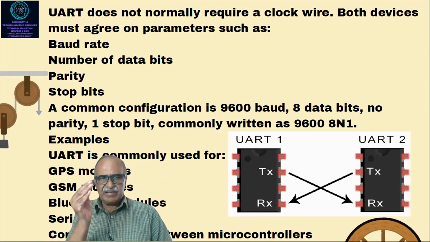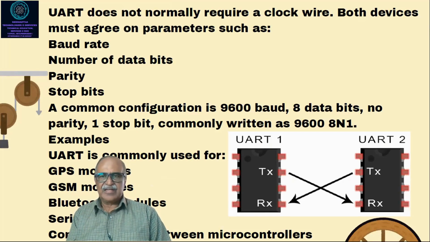What is the baud rate? You have to select it. Usually it will work at 9600 baud rate. That is the data rate. We call it 9600 8N1, that is eight data bits, no parity, and one stop bit. Number of data bits, parity, stop bits, we have just discussed. So a common configuration is 9600 baud rate, that you have to understand. All right, so TX is connected to RX and RX is connected to TX. That is very, very important, as is how you identify the TX and RX.